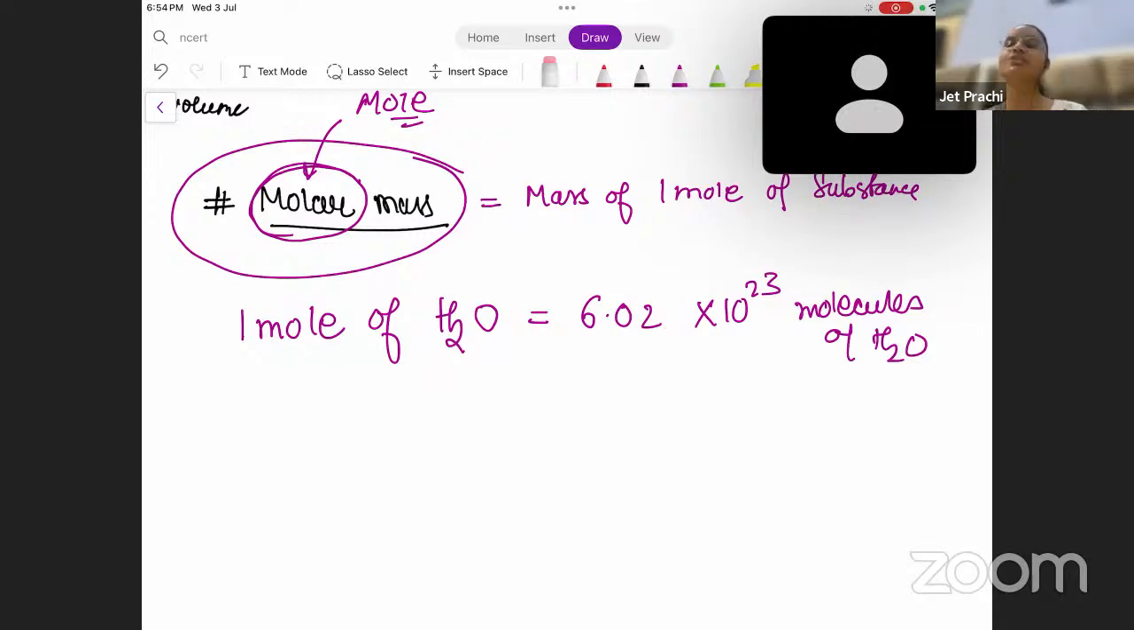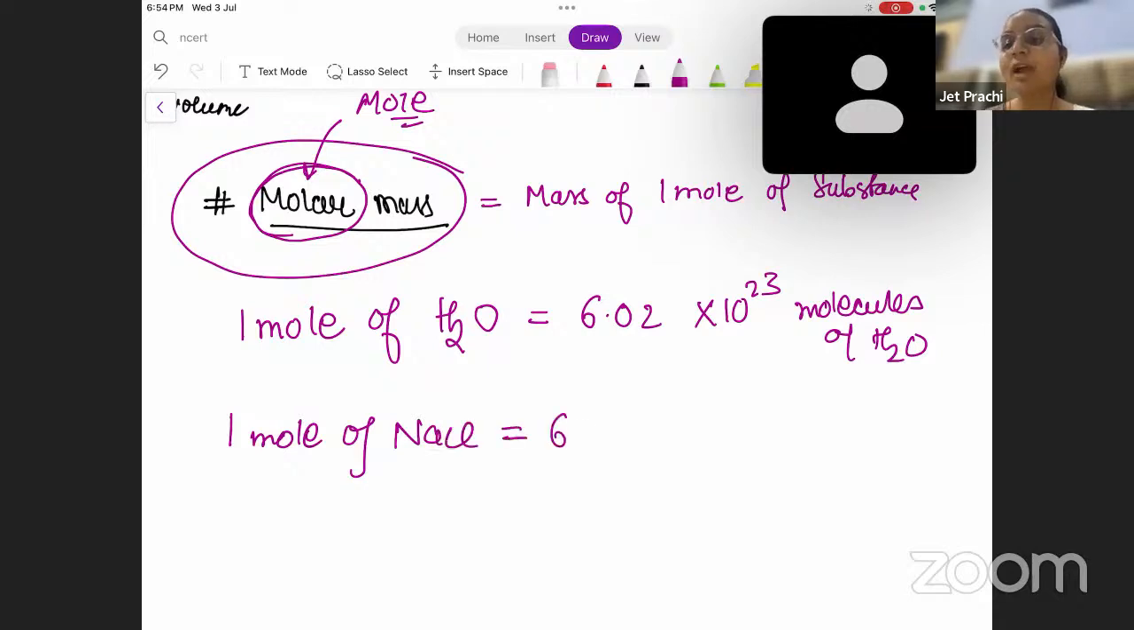6.023 into 10 raised to the power 23 molecules of water. In a similar way, if somebody gives you 1 mole of NaCl, what are they saying? They are giving you 1 mole of NaCl. Then that means you have 6.02 into 10 raised to the power 23 formula units of NaCl.